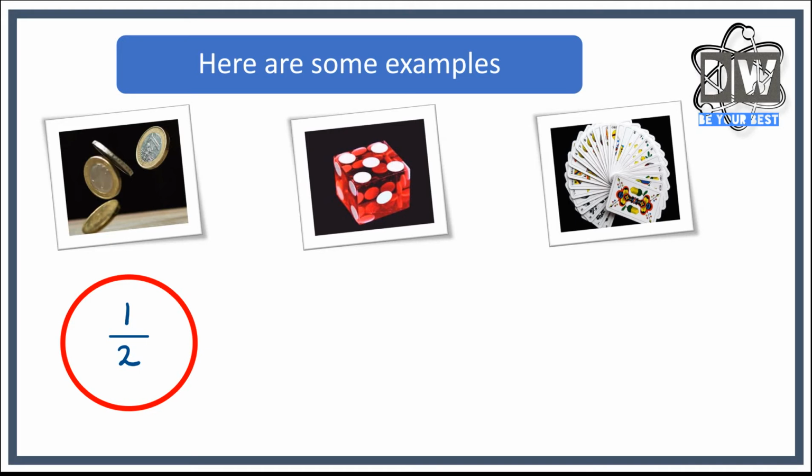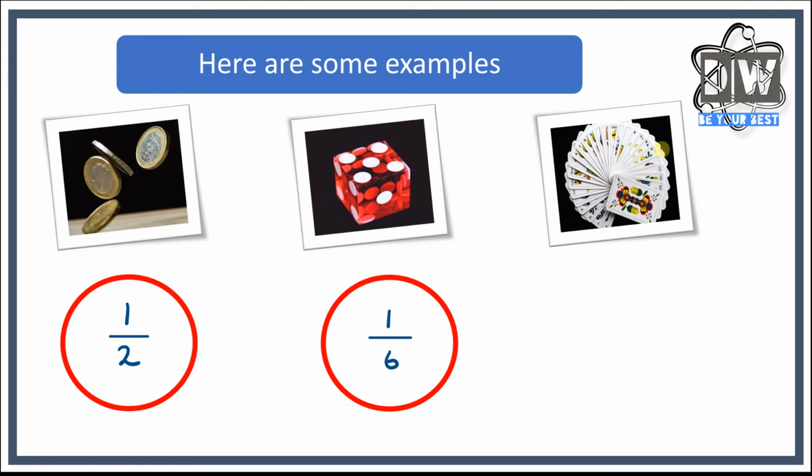Let's think about a dice. What's the probability of me rolling a 1 on the dice? How many sides are there? There's 6. How many ones are there? There's 1. So it'd be 1/6. Because there's only one 1 and there are 6 sides. So 1 is what we're looking for, and there are 6 possible options.